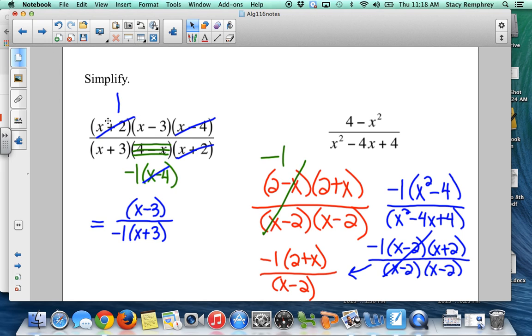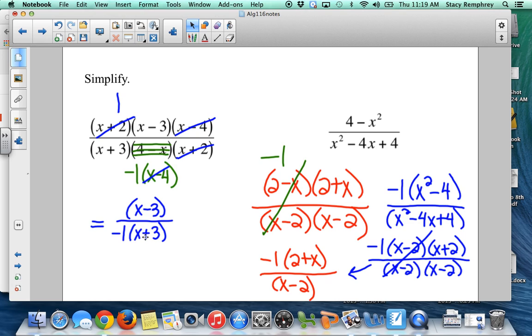Okay, in the first one, the x plus 2 canceled with this x plus 2. X plus 2 divided by x plus 2 is 1. X minus 3 and x plus 3, those are not similar, so I cannot divide those. Over here, I have x minus 4, and I had 4 minus x. Well, if I factor the negative 1 out of there, I'll have x minus 4. Now these can cancel. So I'm left with x minus 3 and negative 1 times x plus 3.